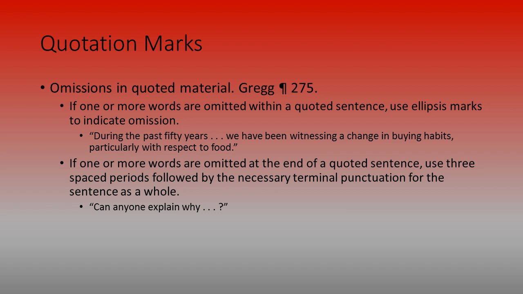Omissions in quoted materials. If one or more words are omitted, use ellipses marks to indicate omissions. And note that ellipses are 3 periods with a space before and after each period. I think Microsoft Word has its own style, and it is 3 periods crammed together with no spaces in between. But according to the style guide, that isn't correct.